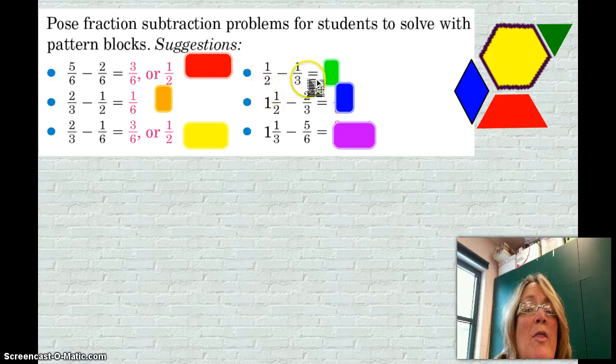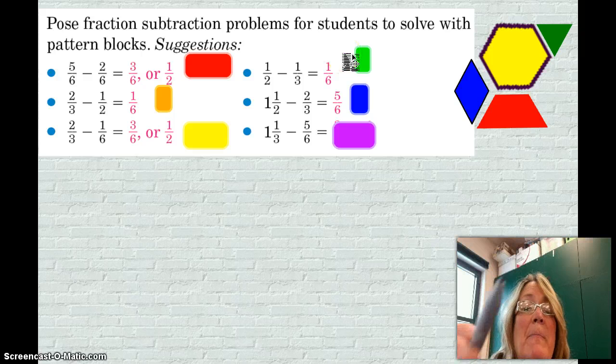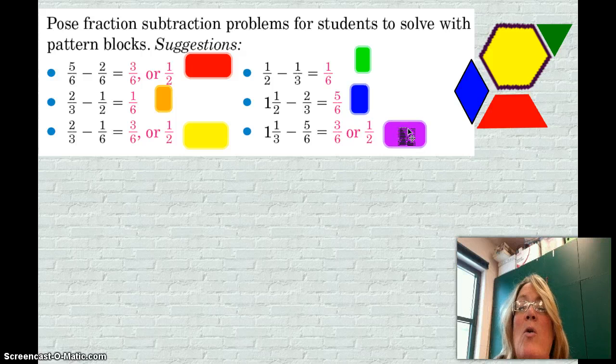1/2 minus 1/3. Hopefully you're seeing again that equals 3/6 minus 2/6. You should have 1/6 left. 1 1/6 minus 2/3. Again, this would be 7/6 minus 4/6. I'm sorry, that equals 5/6. And 1 1/3 minus 5/6 using your pattern blocks is going to leave you with 3/6, or a half.